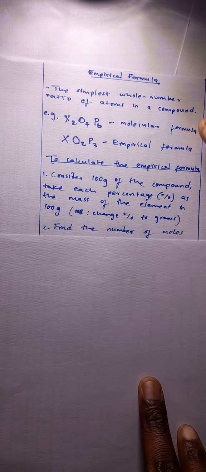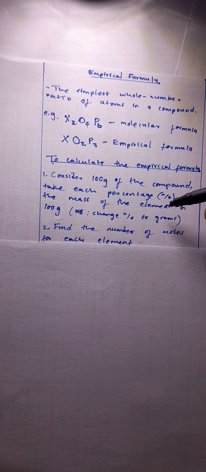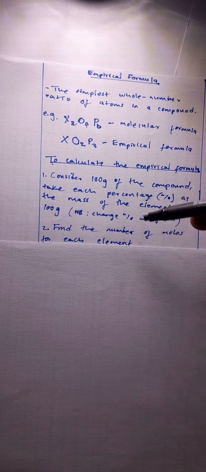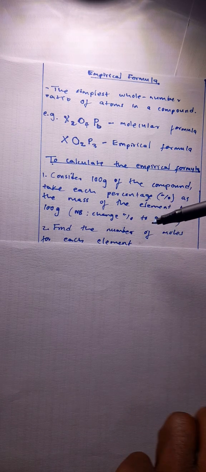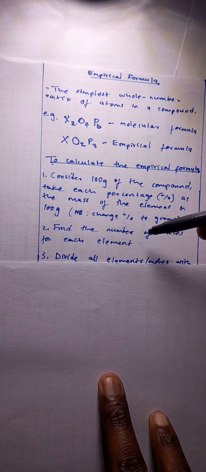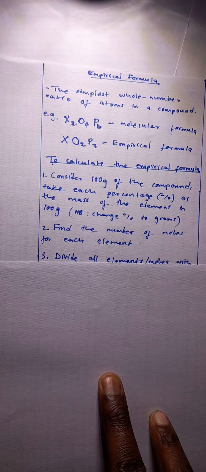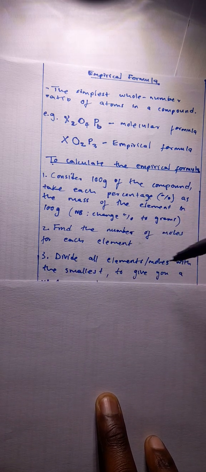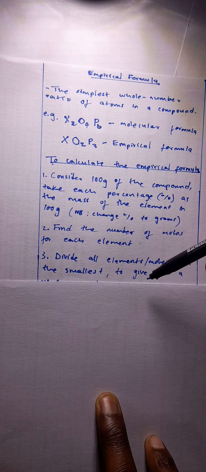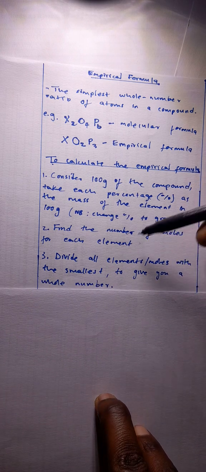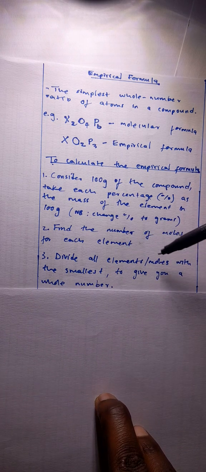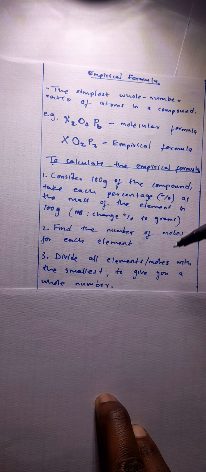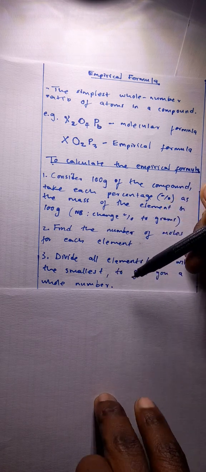The next step, you find the number of moles of each atom. We know number of moles is mass, which you would be given, over molar mass of that specific element. After finding the number of moles, you'll have the number of moles for those elements. You divide all elements, or moles, by the smallest number of moles. If there are 3, you divide all 3 of them, to give you a whole number.